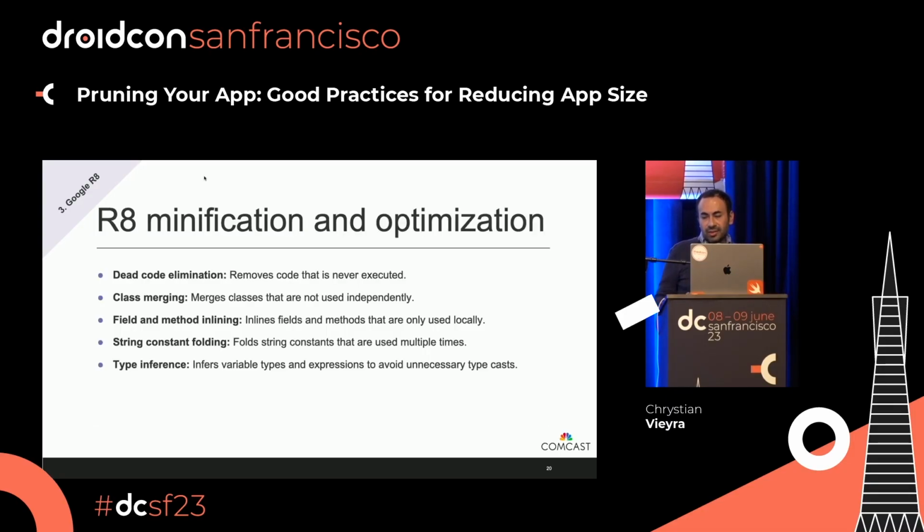And how R8 works is that it removes dead code that is never executed in your app. It does class merging. It merges classes that are not used independently. It does field and method inlining, so it will arrange your code for things that don't have to be separate. It will do a bit of string constant folding, and it will do type inference to reduce unnecessary typecasts. So you're getting a lot of benefits by just turning on that little line of code and setting it to true. minifyEnabled true.